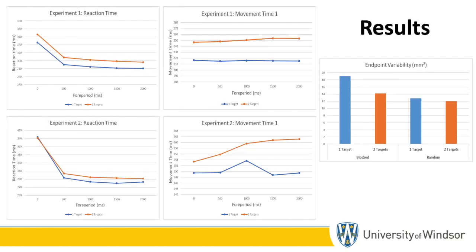Results. Similar to past research in which the number of response segments was known in advance, reaction time was longer in the two compared to single target responses at all foreperiods. While the reaction time difference between 1 and 2 target responses was not influenced by the foreperiod duration, the 1 target advantage in movement time did increase in magnitude as the length of the foreperiod increased.